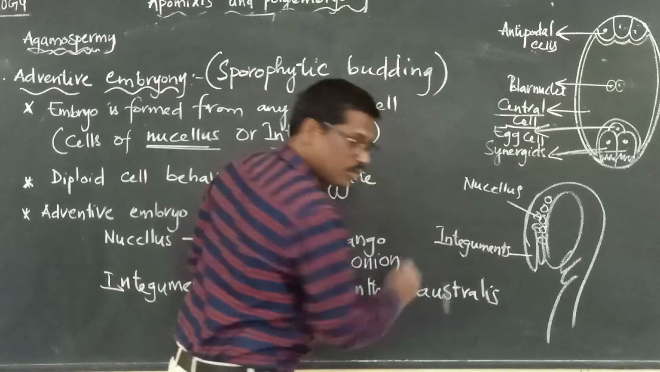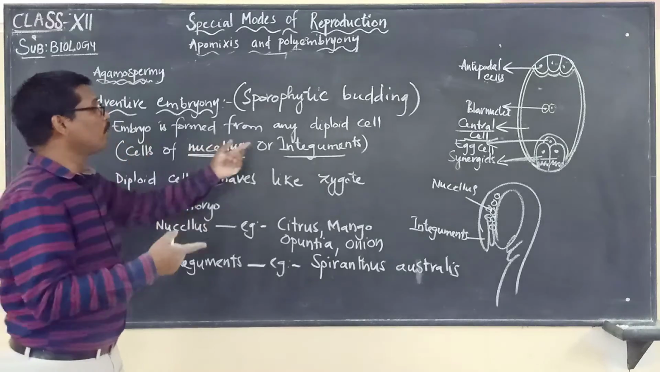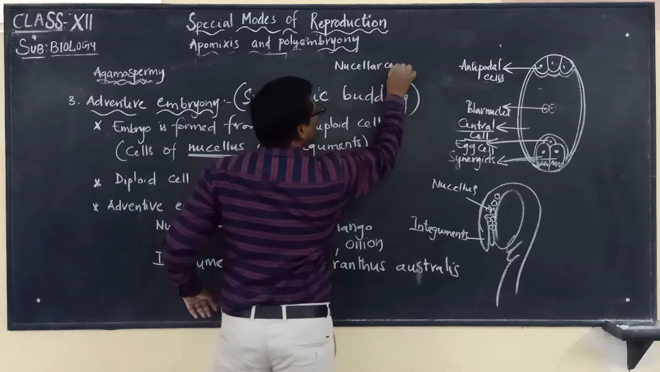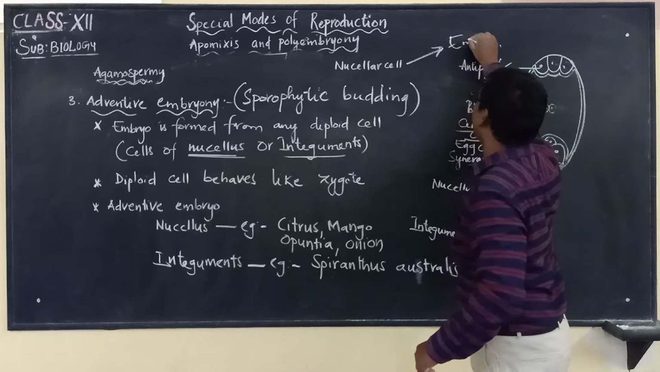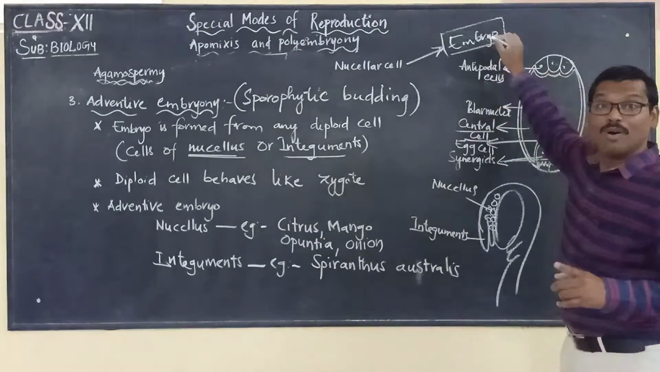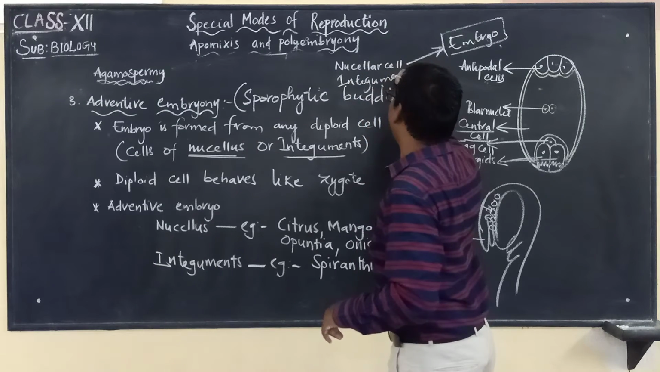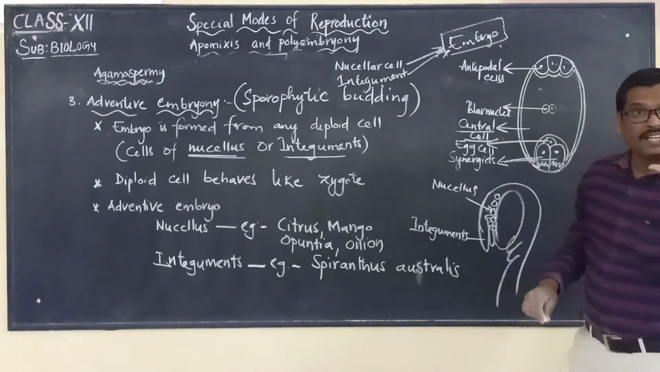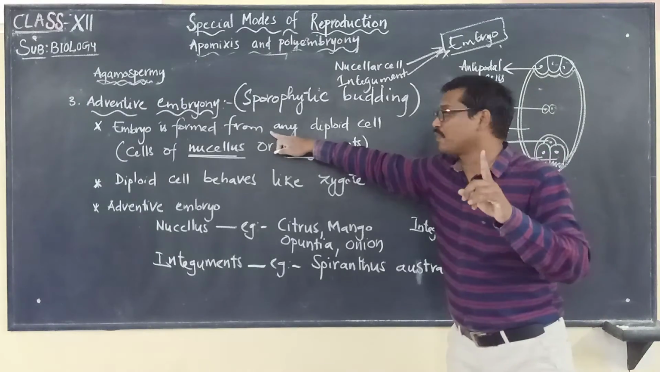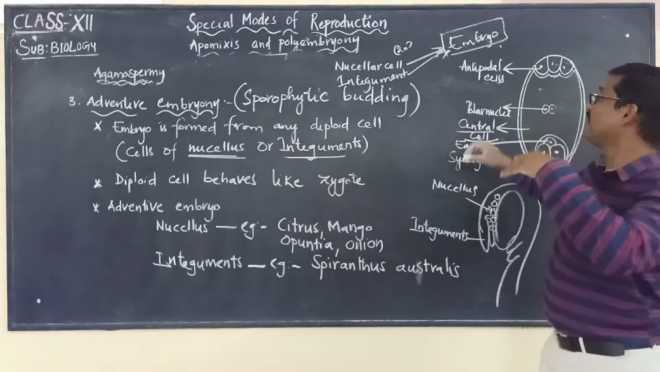So here the point is that the embryo, not the embryo sac, is directly formed from the diploid cell. Means one of the nucellar cells directly develops into embryo. So remember that this embryo is formed outside the embryo sac. Or even if it is integuments, any cell of the integument can directly develop into the embryo. So that's why the embryo is formed from any diploid cell. So nucellar cell or integuments, they are diploid cells which directly develop into the embryo.